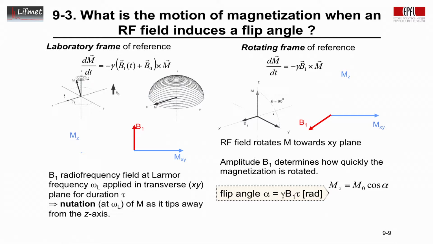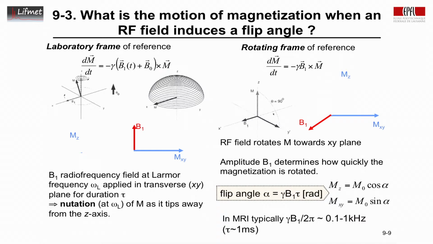After the application of this RF field, the Z magnetization is equal to M0 times cosine alpha. We have rotated by angle alpha, and the transverse magnetization increases with sine alpha, so it's given by M0 sine alpha. This is when we start out with the equilibrium magnetization.